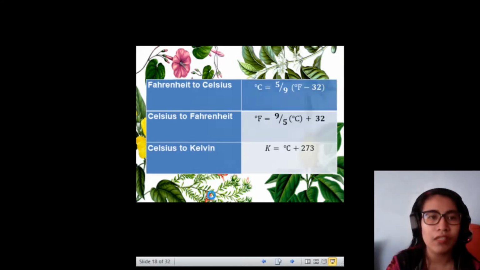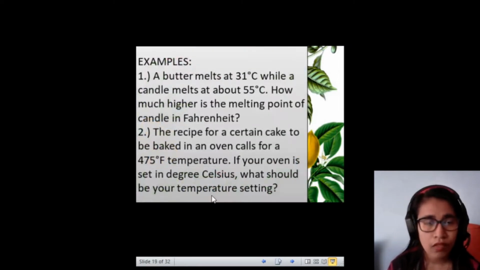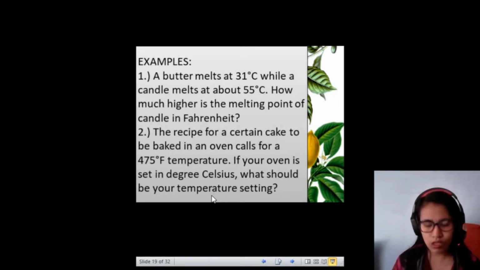Let us have some examples. A butter melts at 31 degrees Celsius, while a candle melts at about 55 degrees Celsius. How much higher is the melting point of the candle in Fahrenheit? So we need to solve that.